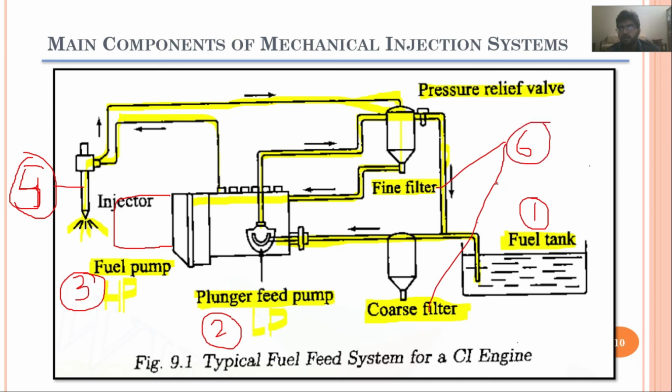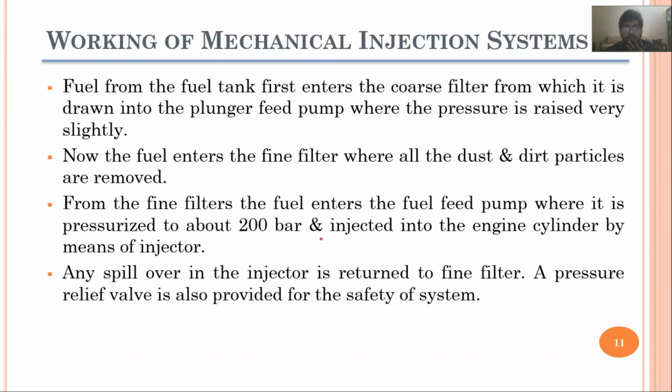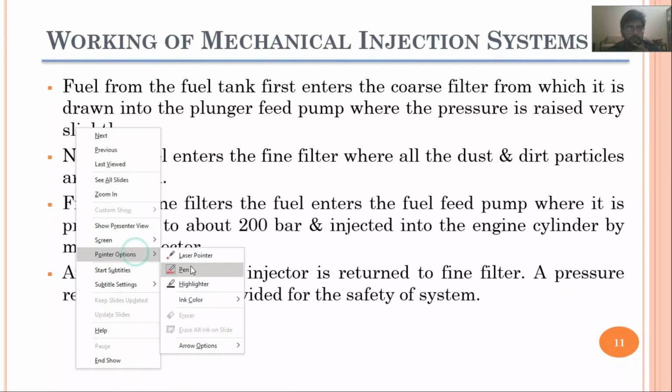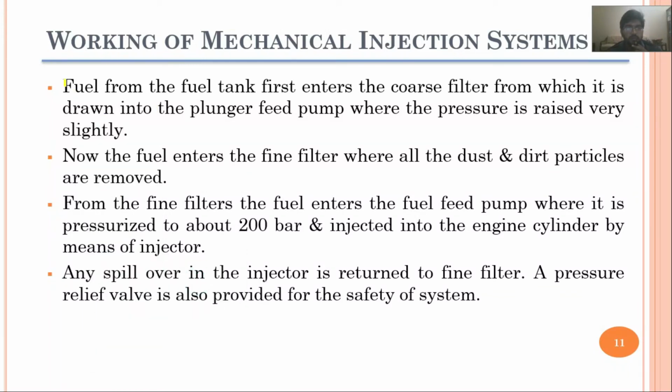So I hope I have tried my best to explain the injection system, the main components, and the categories as well. Now moving towards the working of this mechanical injection system. Fuel from the fuel tank first enters the coarse filter, from which it is drawn into the plunger feed pump. The feed pump takes the fuel from the fuel tank and passes it through coarse filters, where the pressure is raised, but very slightly.